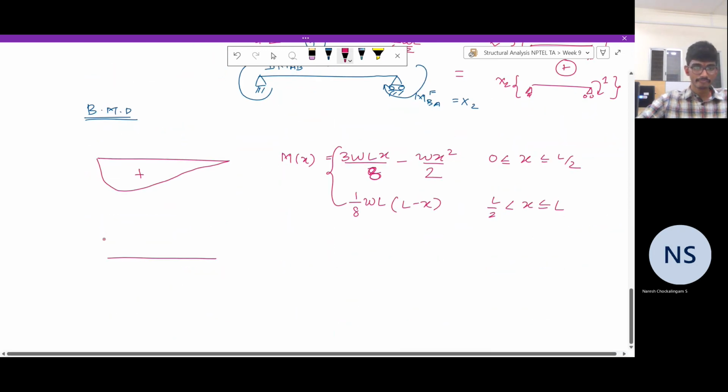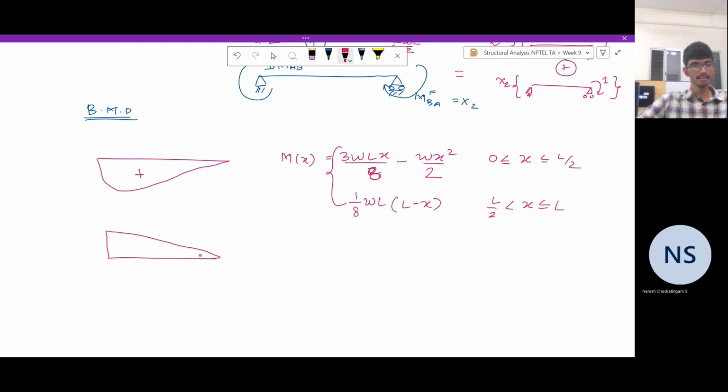Something like this. Sagging moment of intensity. Maximum bending moment is 1. So M1 of x is given by 1 minus x by L. So as x is approaching L, M1 goes to 0. This is positive.